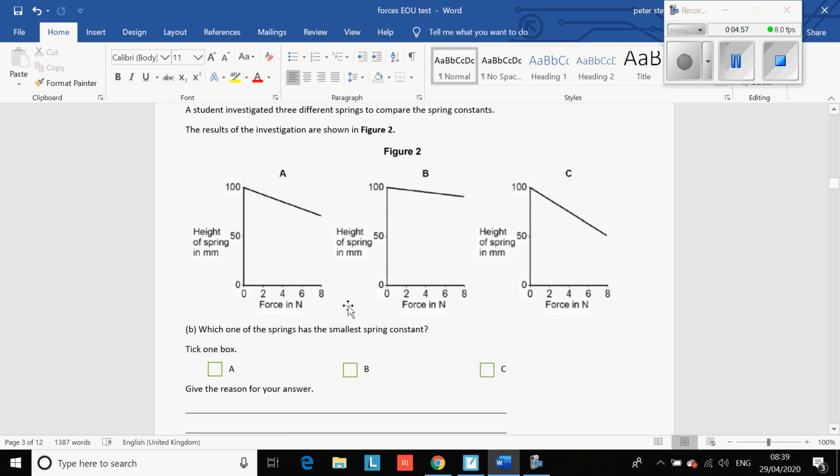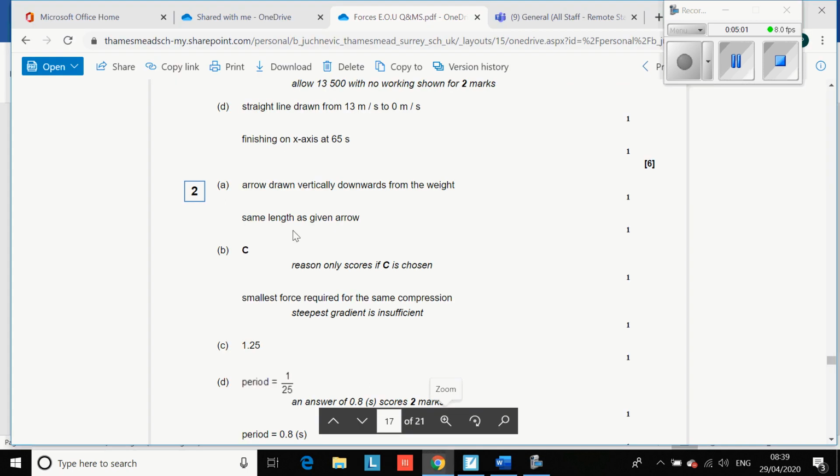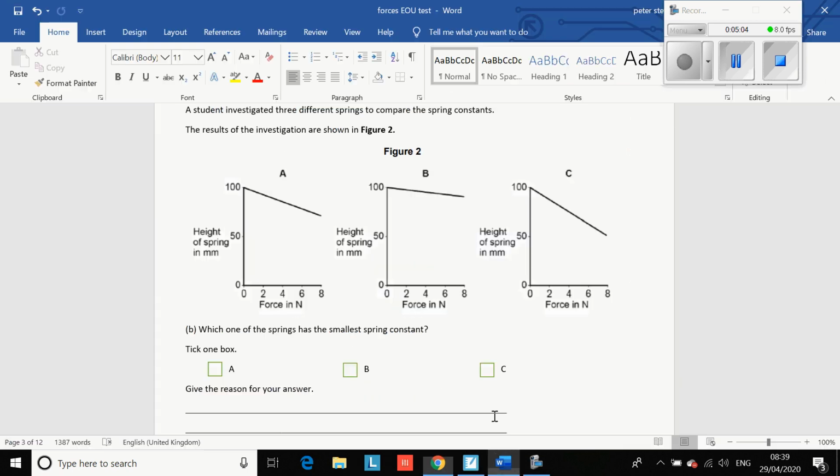That has the smallest force required for the same compression. Oh, sorry, so it's C. Sorry, I was looking at the wrong one. That one, the steepest one. Right.